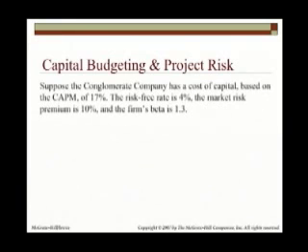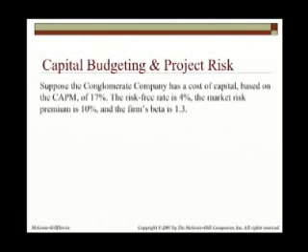Okay, so let's think about a company. Here's Conglomerate Company. It has a cost of capital based on the capital asset pricing model of 17%. The risk-free rate is 4%, the market premium is 10, and the firm's beta is 1.3. So you can plug these in. 1.3 times 10 is 13, and 4 is 17. That's where the 17% firm cost of capital came in.